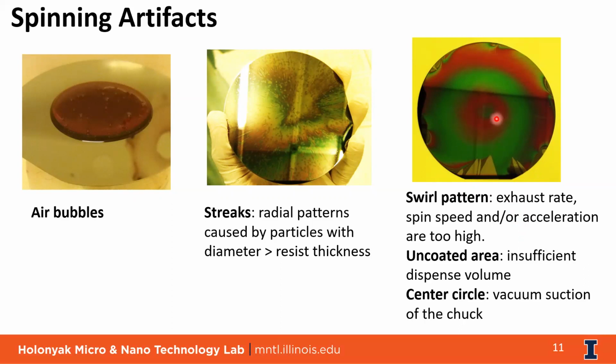and you might get the center circle. This is basically due to your vacuum suction. If your vacuum suction is too high, it may make a small bow at exactly the center of the wafer, so that you might get a slight change in your photoresist thickness.